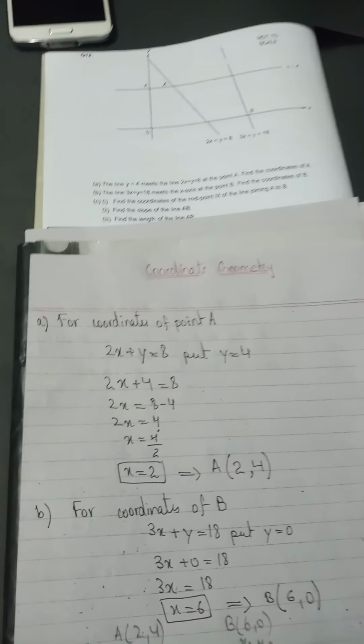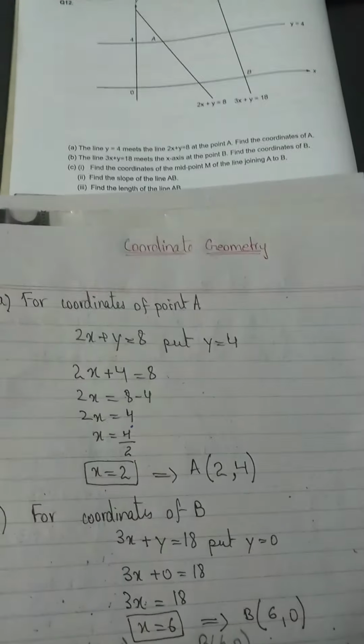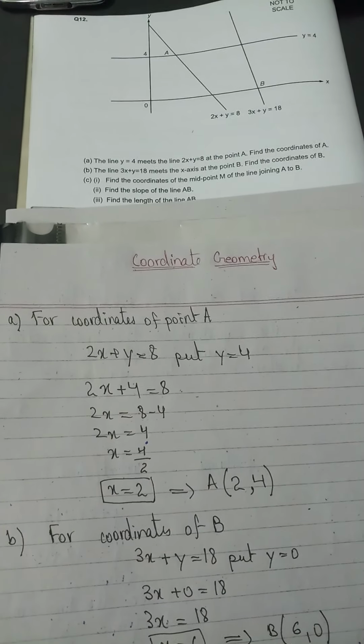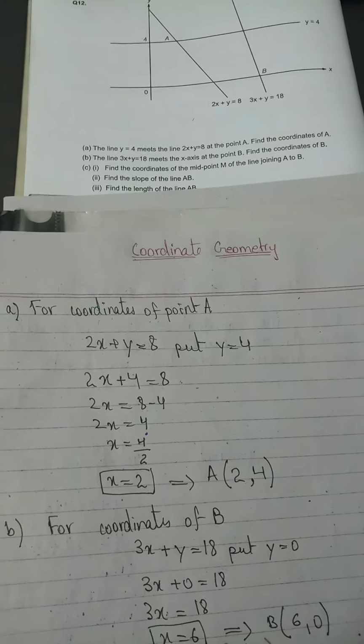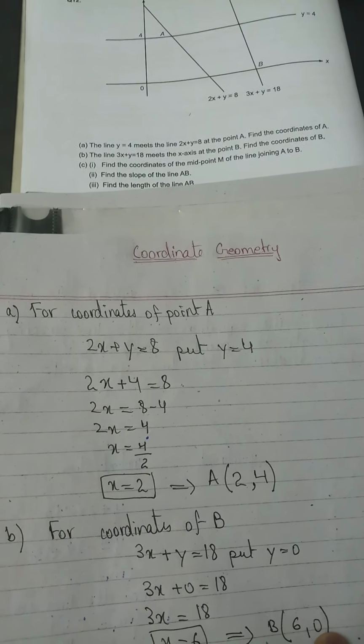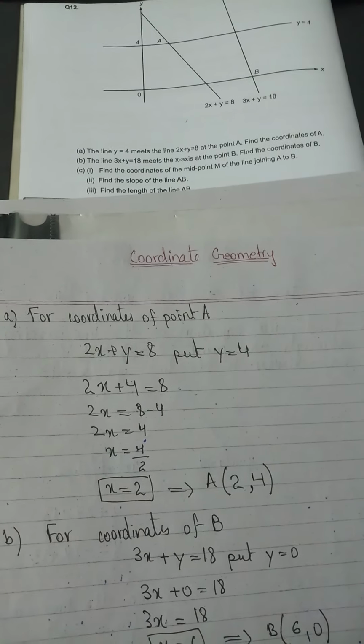Moving on to part number C. Part C has 3 points. In the first, we have to find the midpoint of line AB. And in the second part, we have to find the slope of line AB. And in the third, we have to find the length of line AB.